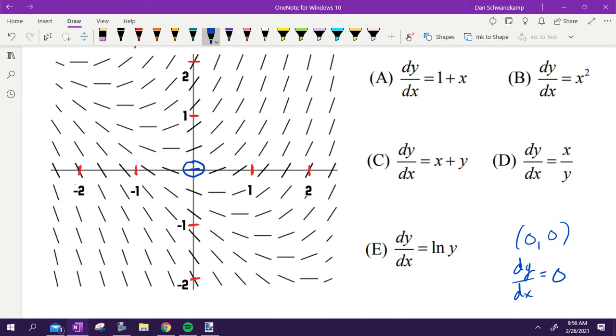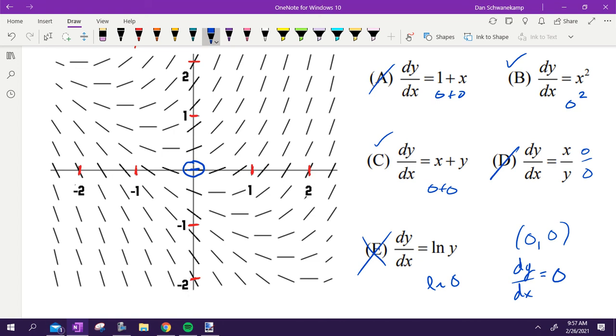And so if I plug in 0, 0 there, it's not that. If I plug in 0 there, that's 0. If I plug in 0, 0 here, that's 0. 0 over 0 would be undefined or indeterminate. There wouldn't be anything there. So it's not going to be d. Natural log of 0. You cannot take the natural log of 0. That's impossible. So it's not e either.